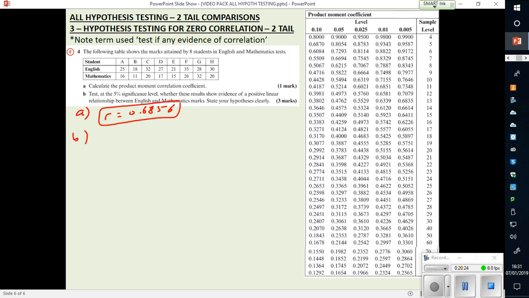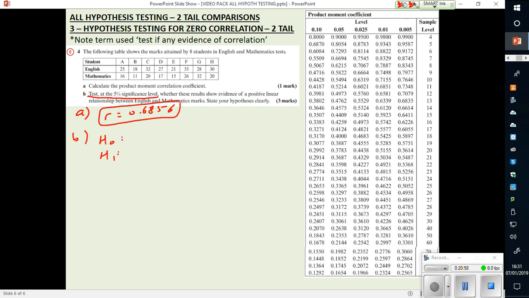And this is interesting. What this is saying is, it seems from our sample that if you're good at English, then there's some relationship saying that you're going to be good at maths. And is that true or not? We're not sure. So that's what part B is about. It says test at 5% significance whether these results show evidence of a positive linear relationship. If it just said of a linear relationship, then that means a two-tailed test. But as it says positive, then it's a one-tailed test. It has put a stance on it.